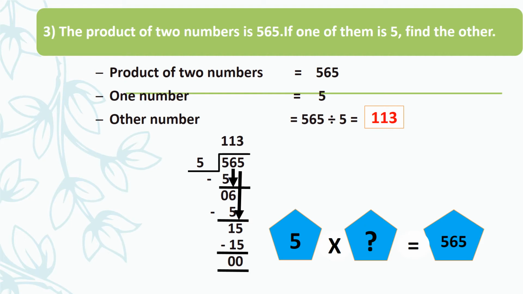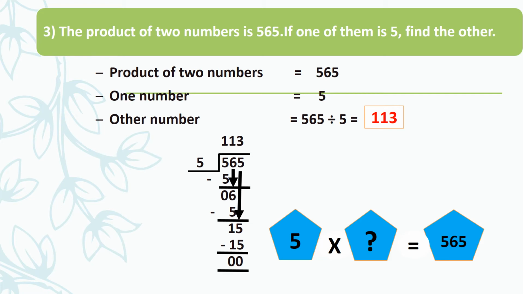So let's see the statement. Product of two numbers is equal to 565. One number is equal to 5, that's been given to us. The other number, how do we find out? That is equal to 565 divided by 5. So let's divide 565 by 5. So we take 5 into what gives you 5?